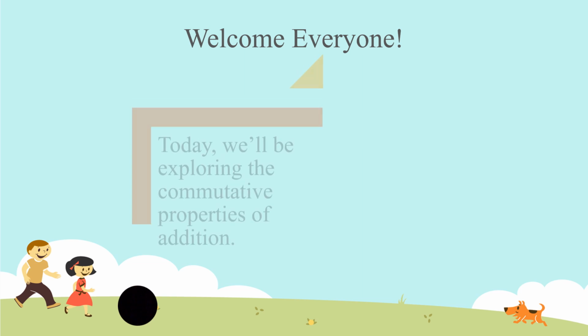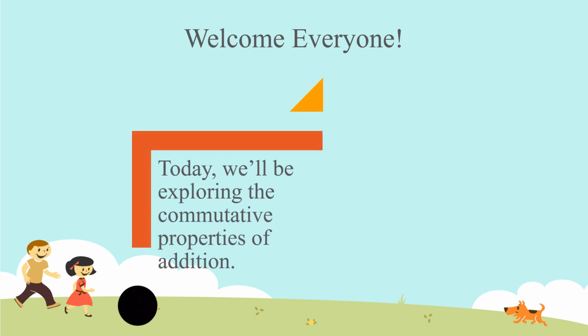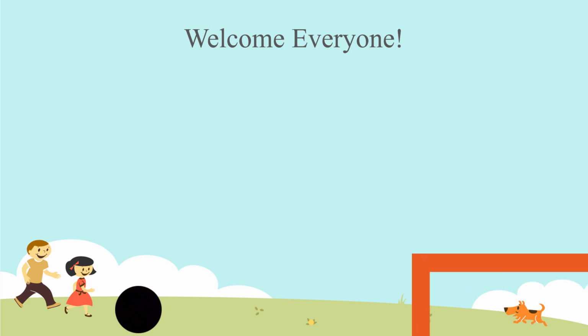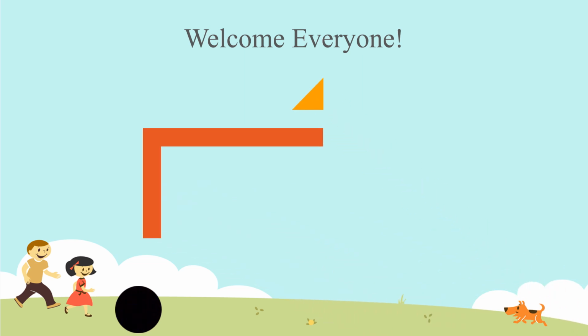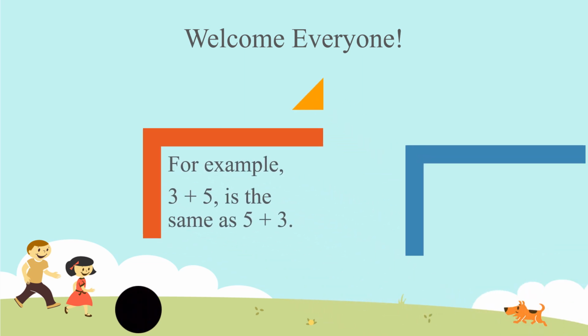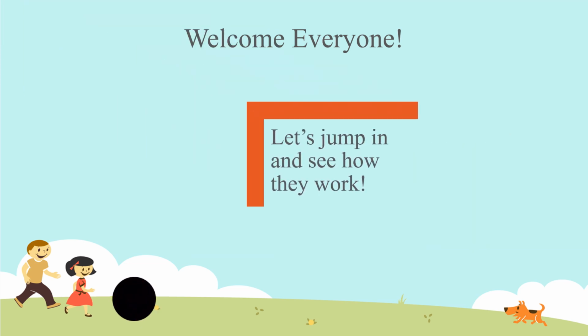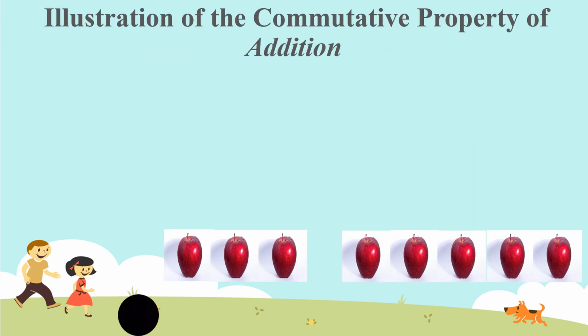Welcome, everyone. Today we'll be exploring the commutative properties of addition. These properties teach us that the order of numbers doesn't affect the result when we add. For example, 3 plus 5 is the same as 5 plus 3. Understanding these properties will help you solve math problems more easily. Let's jump in and see how they work.